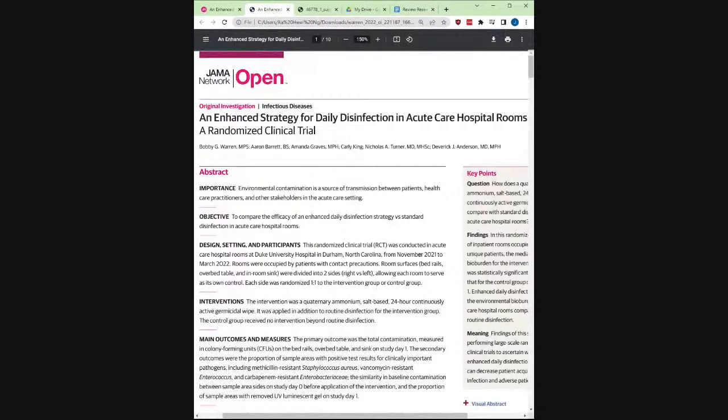Okay, so let's get started with the title, because the title gives us a lot of information. Number one, the title: an enhanced strategy for daily disinfection in acute care hospital rooms, a randomized control trial. So now we know it is a trial, and we can already know they are talking about a specific setting, acute care hospital, and the intervention is daily disinfection.